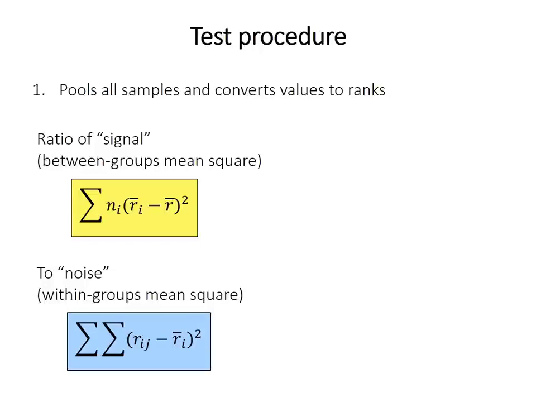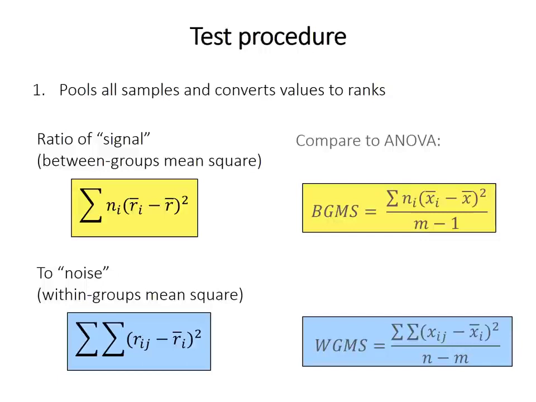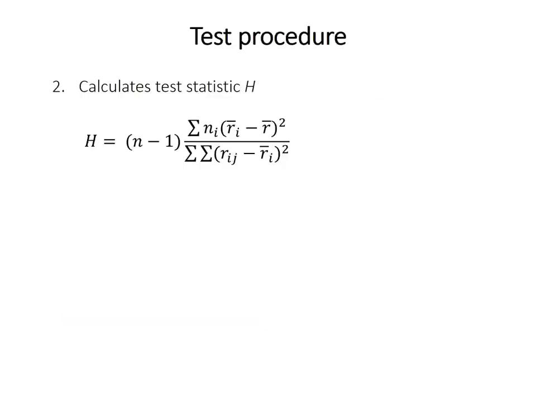So the smallest value will be 1, the second smallest will be 2, and so forth. With these formulas here, if you compare them to ANOVA for the between groups and within groups mean square, you can see the similarities. We're just performing ANOVA here, but instead of the data, we're using the ranks. And like ANOVA, the test statistic, which is called H here, is the ratio of those two values. The signal was essentially the between ranks mean square, and the noise the within ranks mean square.